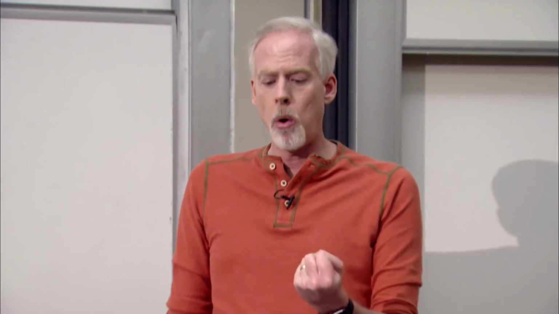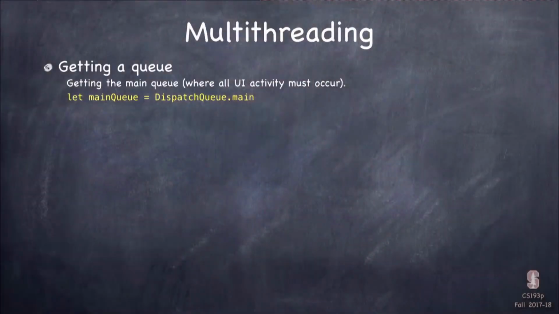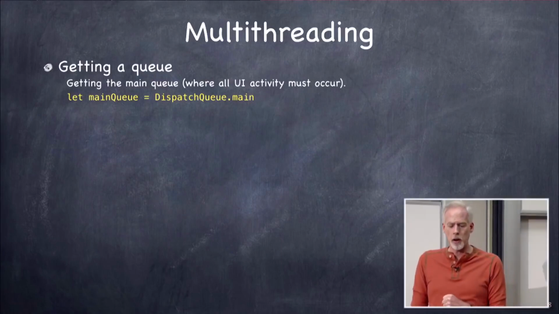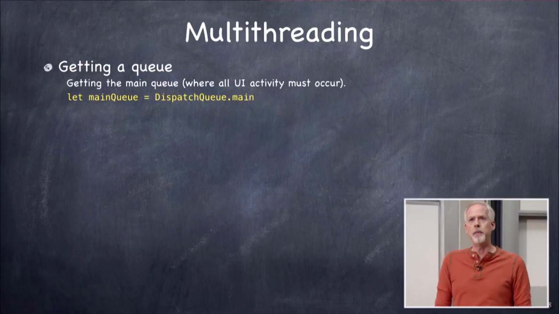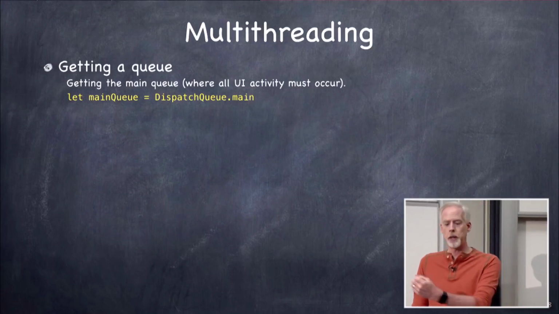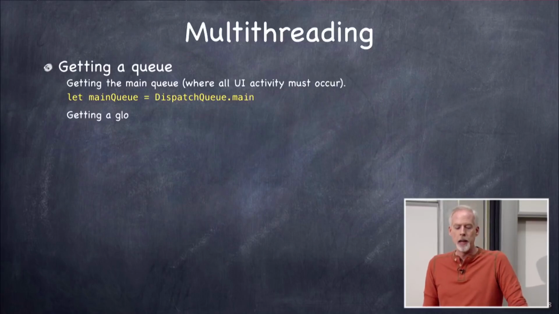So let's talk about those queues. How do you get the main queue? How do you get a hold of it? Well, there's a struct or class called dispatch queue, and it has a static var called main. That gives you the main queue. Okay, so now you have the main queue. You're ready to go, and I'm going to talk to you soon about how you put a block of code into the queue, right? Put it at the end of the line, waiting to run.